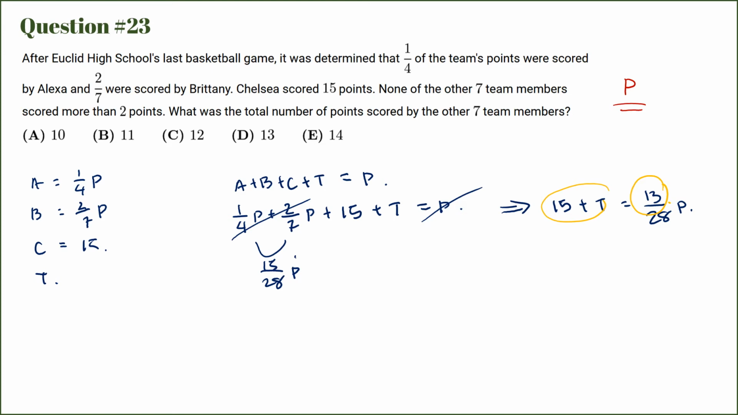So let's try 15 plus T equals 13 first. That wouldn't work out because then T would be a negative integer. What about 15 plus T equals 26? That will make T equals 11, which would work out because that's a positive integer. And it fits the condition that none of the other 7 team members scored more than 2 points. So the answer is B, 11.